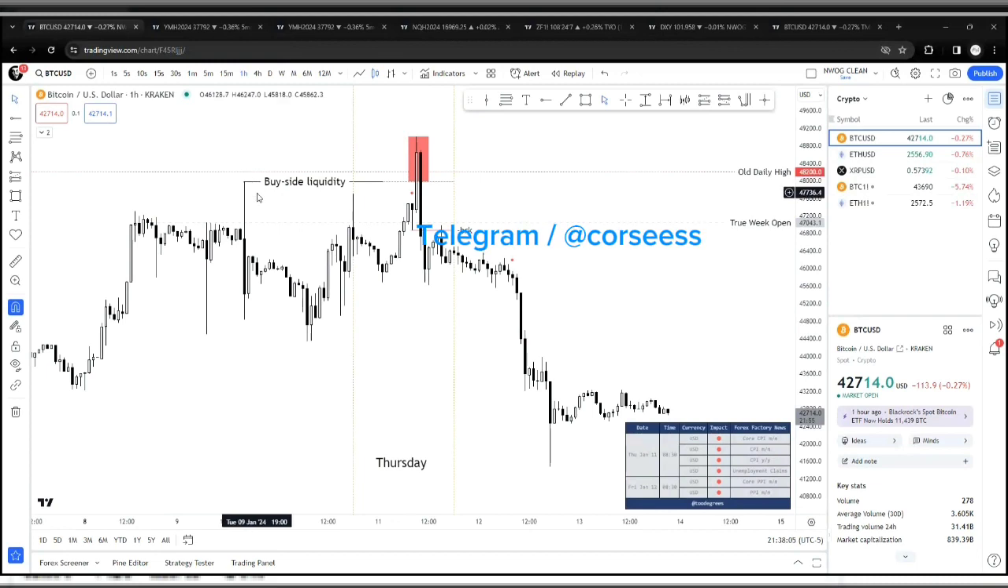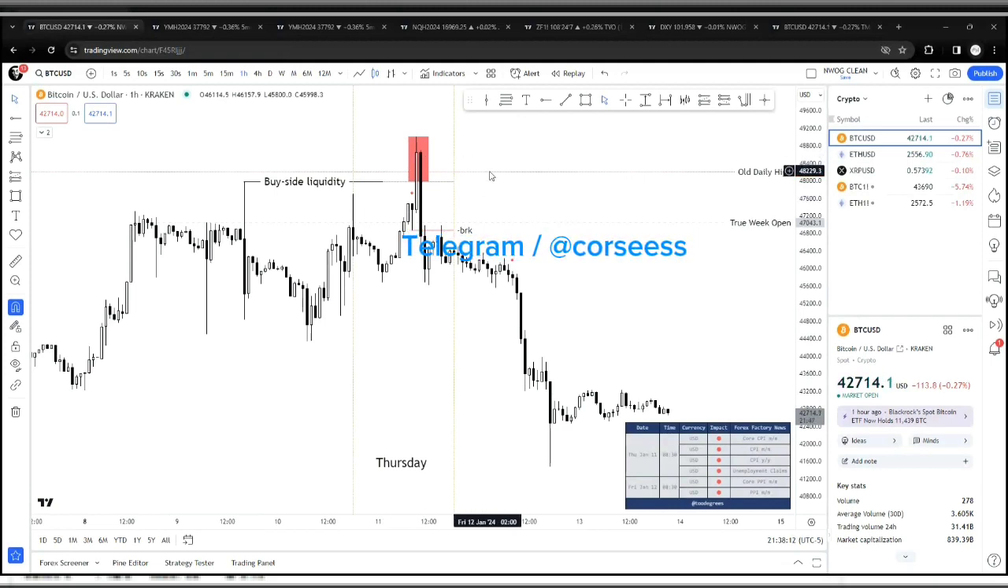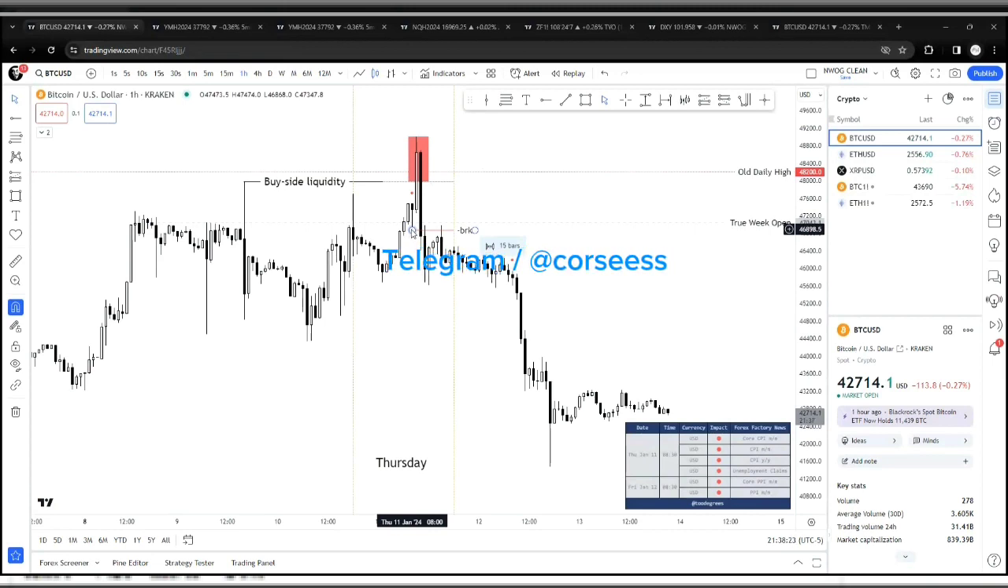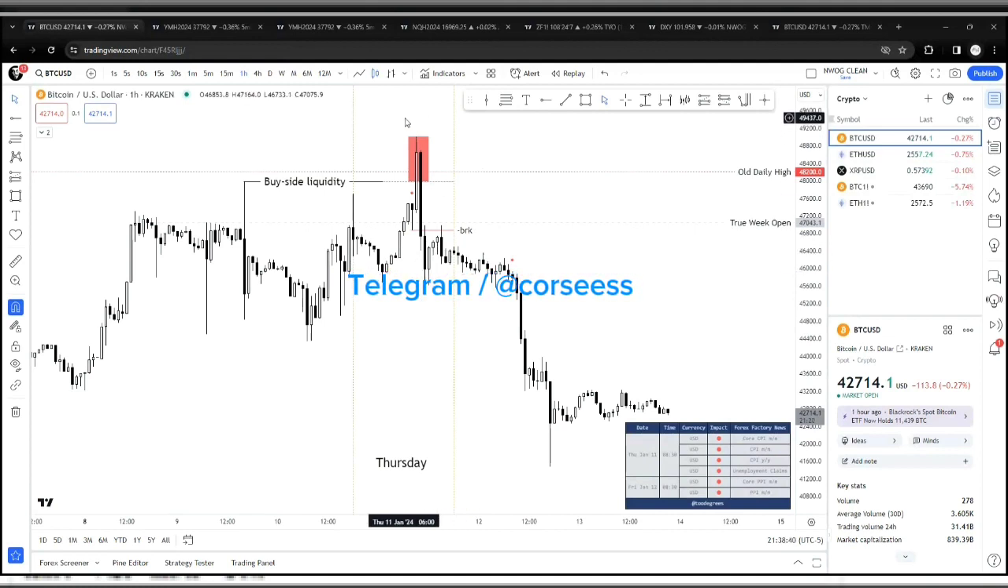Price swept buy side liquidity on the current time frame, which is the 1 hour time frame. It tagged an old daily high, which is a higher time frame PDRA in itself, and it shifted market structure. So after price shifted market structure right here, that's when the change in the state of delivery took place. And I stated in my analysis in the live stream that I did this past Sunday that we should expect Thursday to be a reversal.